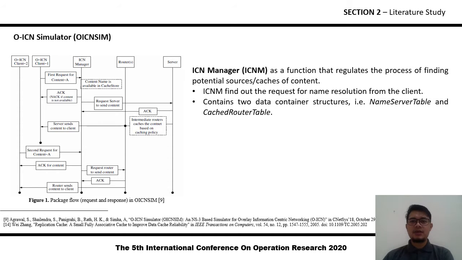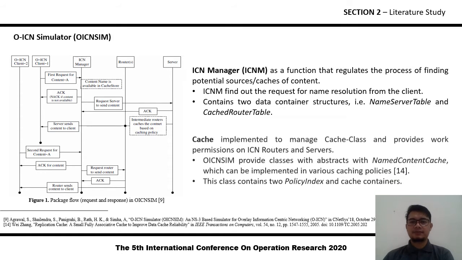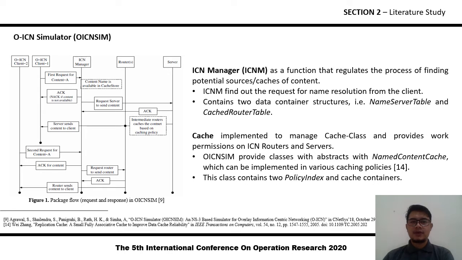Next is ICN Manager or ICNM. ICNM has a function that regulates the process of finding potential source or cache of the content. ICNM finds out the request from the name resolution from the client. There are content data container structures, namely name server table and cache router table. Cache is implemented to manage cache class and provide work permission on ICN router and server.